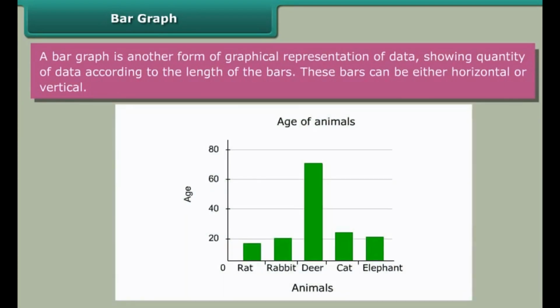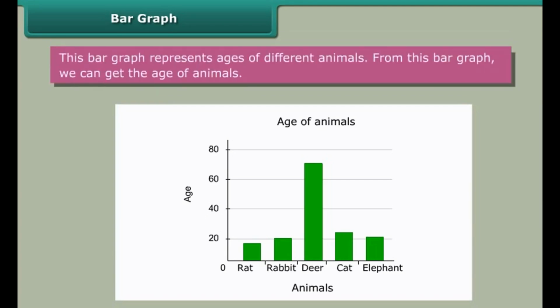Bar graph. A bar graph is another form of graphical representation of data showing quantity of data according to the length of the bars. These bars can be either horizontal or vertical. This bar graph represents ages of different animals. From this bar graph, we can get the age of animals.